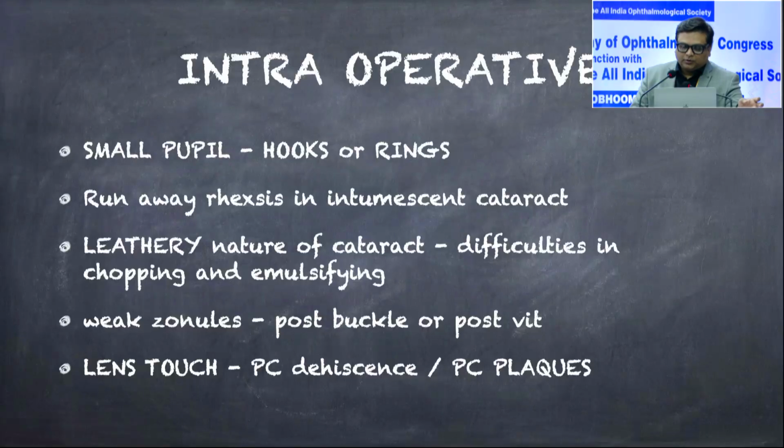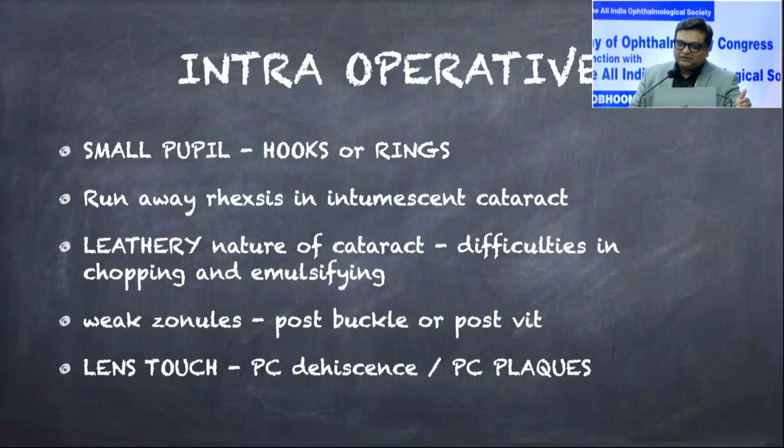Intraoperatively, as I said, with the small pupil, you may have to use hooks or rings to get the pupil dilated. Runaway rhexis is very common, especially in intumescent cataract, especially in young patients who have an oil filled eye. In older patients, you might face a leathery cataract, which will be very difficult to chop. Either a direct chop or emulsifying it in different phases of the surgery would be ideal. Post buckle and post vitrectomy, you should always anticipate weak zonules. So your stress on the zonule should be very minimal.